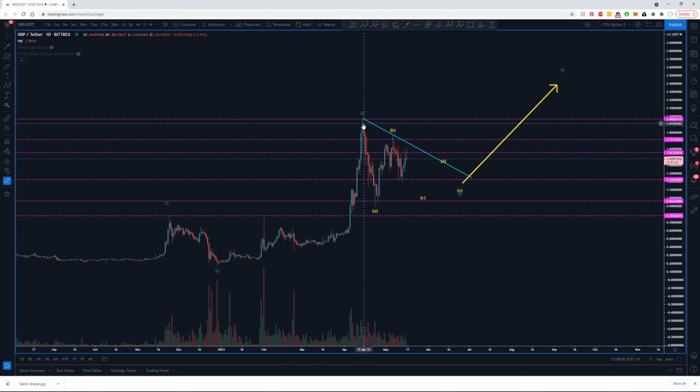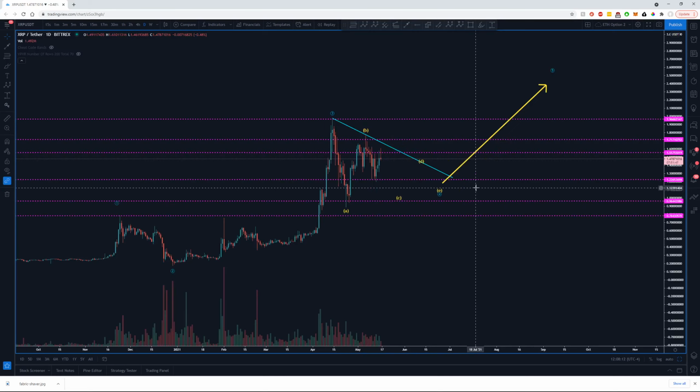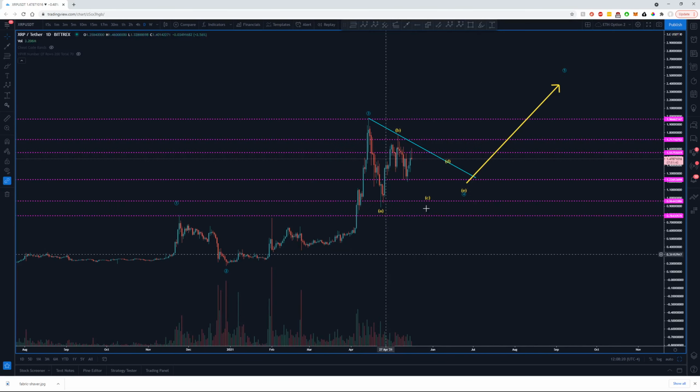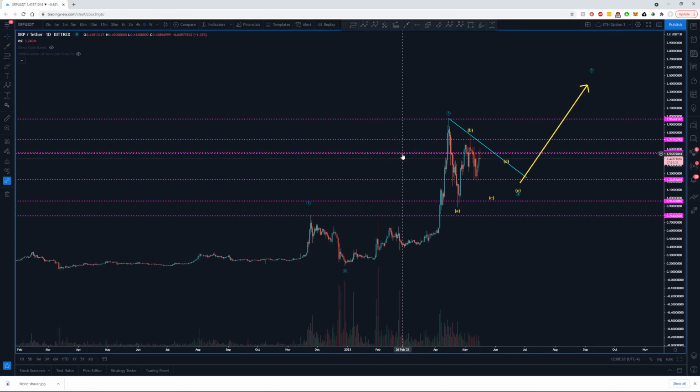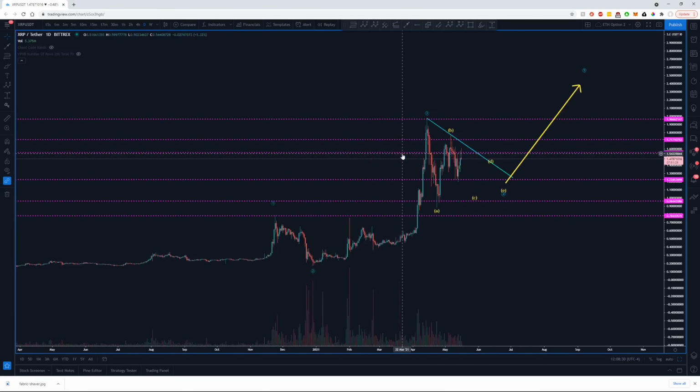It would make a lot more sense for this fourth wave to extend into June or maybe even into July to finish this triangle right through here. So now let's actually move forward. Let's assume that I'm right about this triangle. We'll form some sort of ABCD into here over the next month or so, and then Ripple will go ahead and put in all-time highs. Let's figure out where that fifth wave is actually going to land.